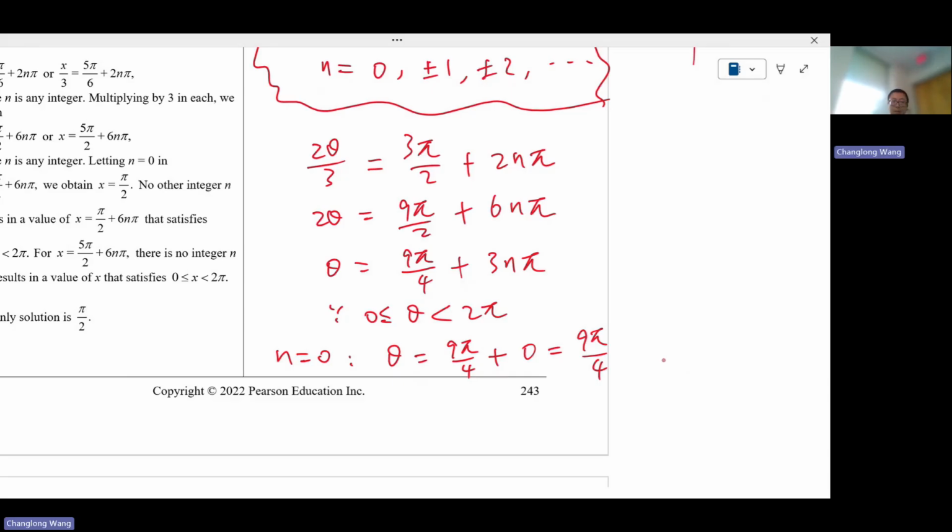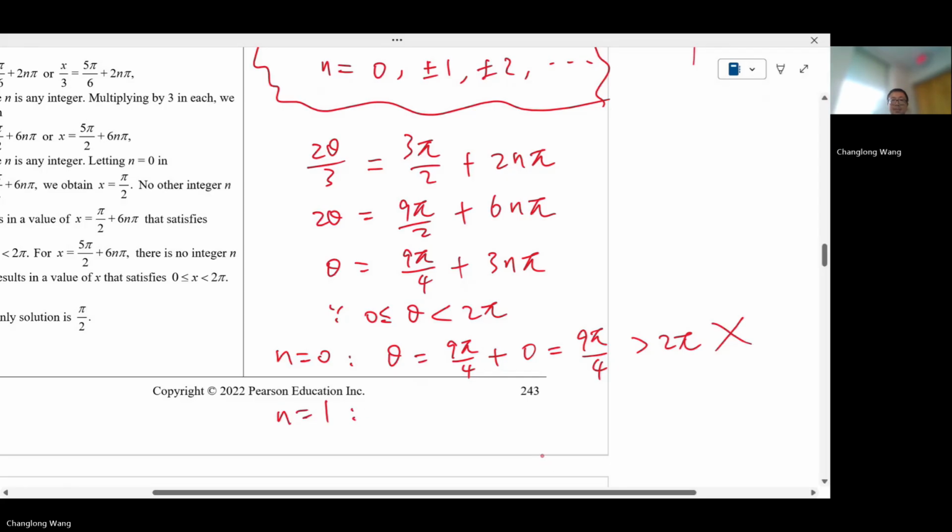Is 9 pi over 4 less than or greater than 2 pi? Greater than, right? That means that's wrong. Moving on. N equal to 1. You might say, hey, wait a second, 0 doesn't work, right? If you take n to be 1, that's even bigger, right? That's even worse. Forget about n equal to 1. Now, what about n equal to negative 1?